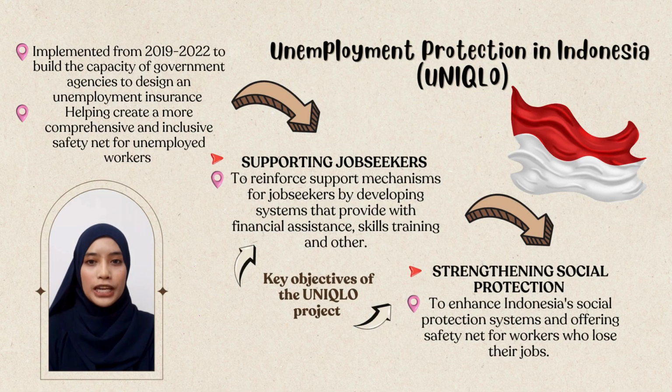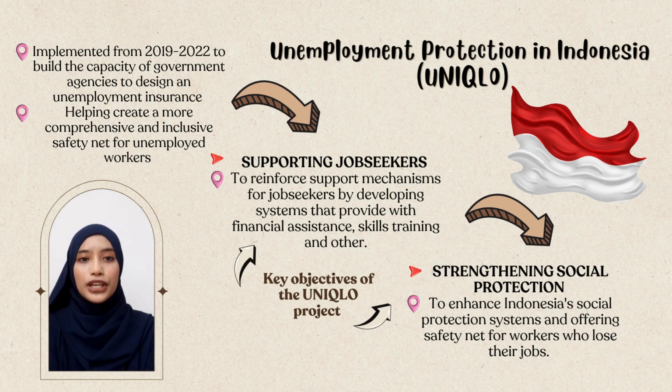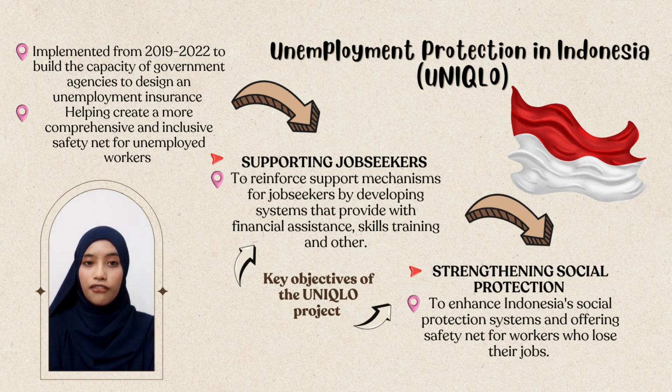Second is unemployment protection in Indonesia, or quality assistance for workers employed by labor agency. It was implemented from 2019 until 2020 to build the capacity of government agencies to design and win employment insurance. It can help prepare a more comprehensive, inclusive safety net for unemployed workers. So this project has more objectives, and I will explain two objectives.